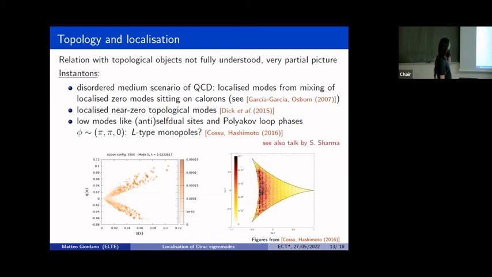And some study by Guido Cossu and collaborators showed that the low modes indeed like to sit on anti-self-dual sites where the Polyakov loop phases are equal to pi and one is equal to zero. This is precisely what one expects for L-type dions, instanton monopoles. And these pictures are taken from that work. So, well, then it's settled. That's where localized modes like to be. That's what causes localization.